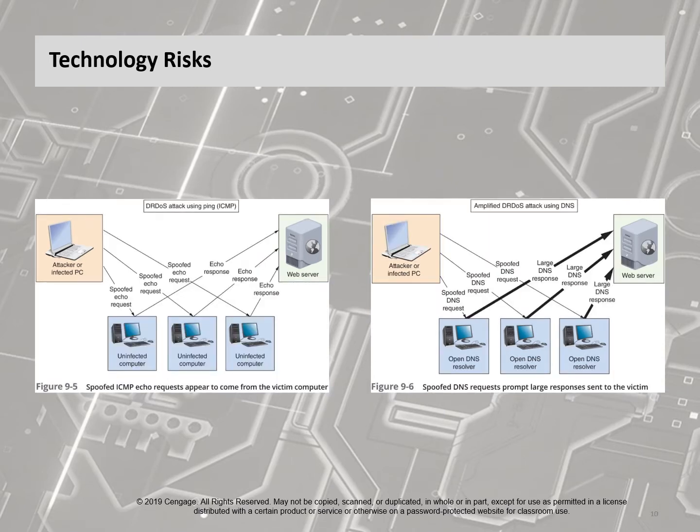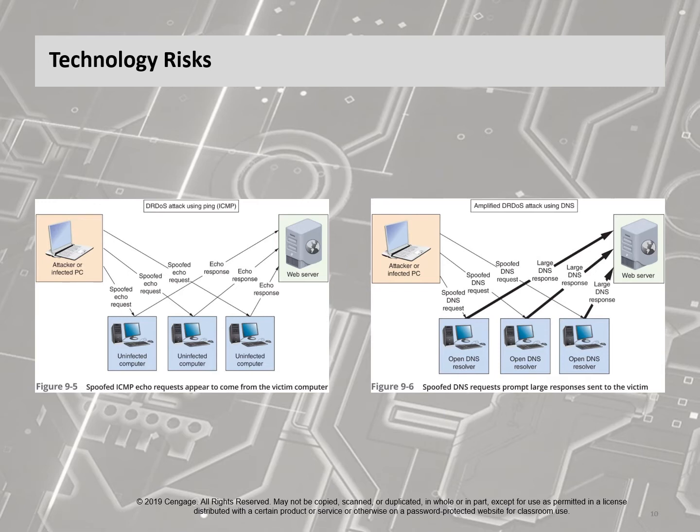Here we can see a DRDoS using ping, which is basically just bouncing these spoofed echo requests off of an uninfected computer in order to try and carry out the ping flood. Ping of death, as it's sometimes called. The attacker or infected PC carrying off a DRDoS with DNS on the right, figure 9.6.